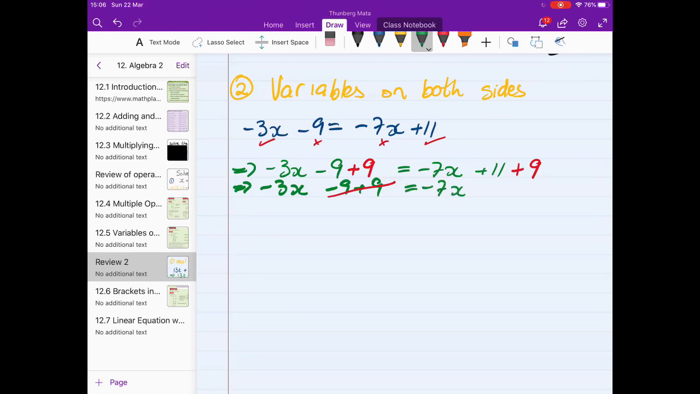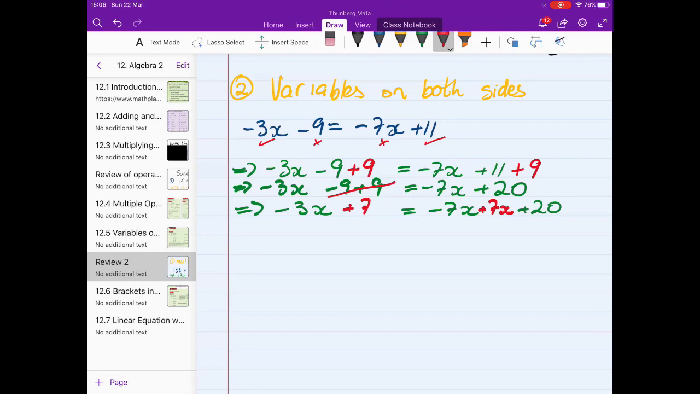And then I'll be left with minus 7x plus 20. So my equation is starting to look a little bit tidier now. So I have minus 3x is equal to minus 7x plus 20. Now, this is minus 7x. To remove that from the right-hand side, I'll have to add 7x to the right-hand side.